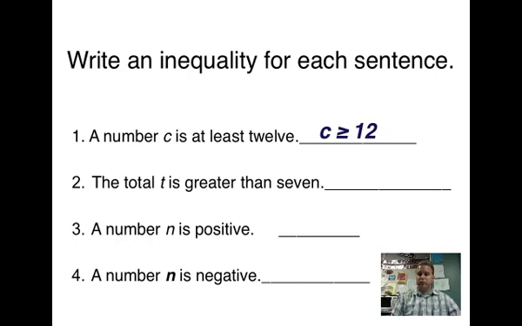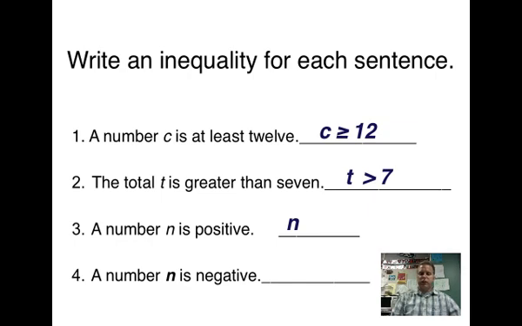Would you try to set up number 2? The total t is greater than 7. Did you put the t? And did you put the 7? You should at least be able to do that. And I want greater than 7. I want more than 7. So that's bigger on the left. Now here's our 2 tricky ones. Number 3. A number n is positive. So we'll start with n. That's easy.